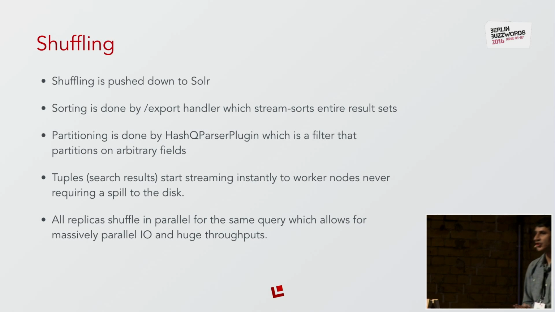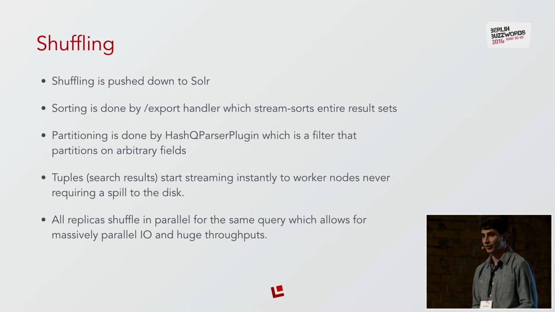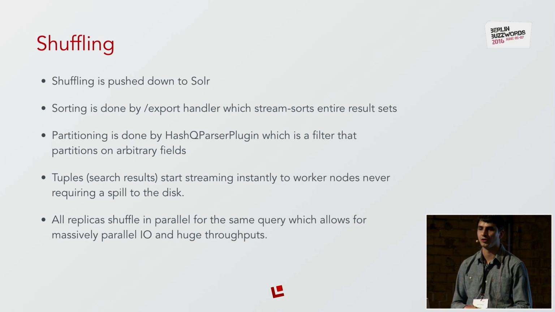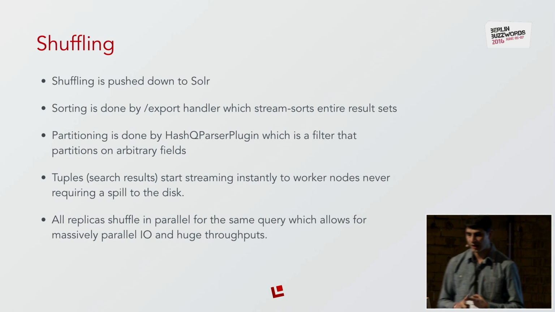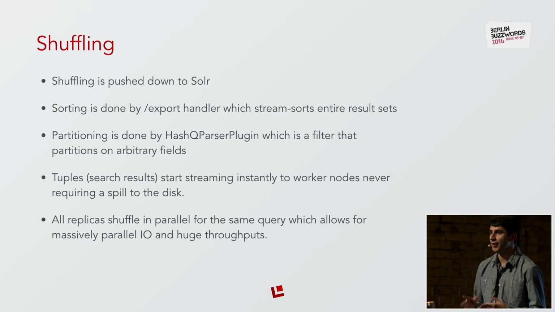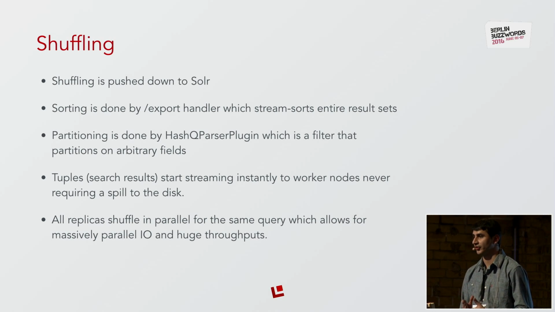Now, with that, we come to shuffling. Shuffling is probably one of the most important concepts because it determines the performance of your streaming expression or your SQL statement. This is where the aggregation mode is actually internally used. So what is shuffling? Shuffling is basically partitioning and stream sorting results. Okay, so you partition the results and you sort them and you stream them.